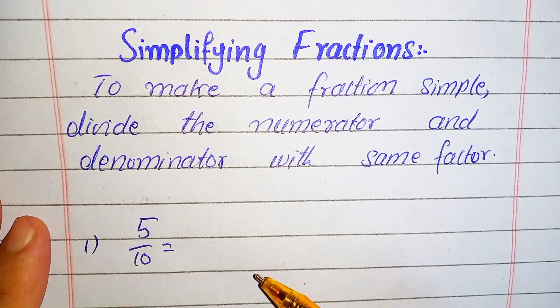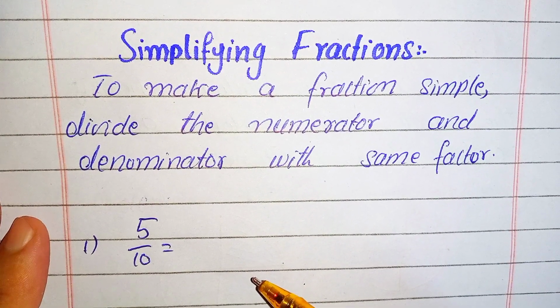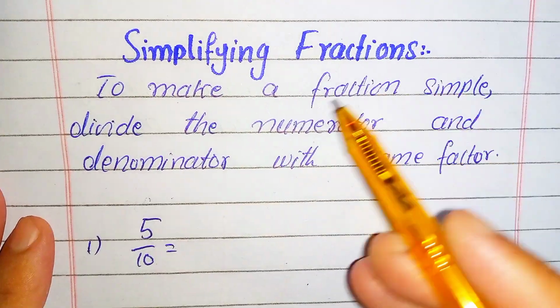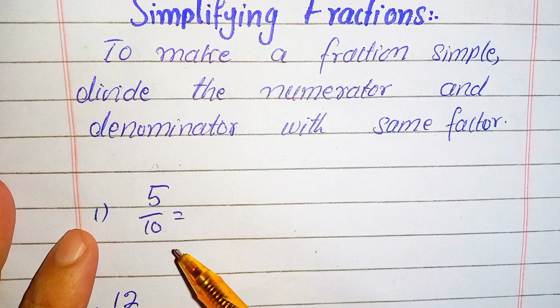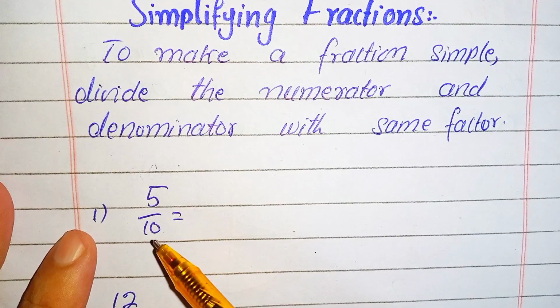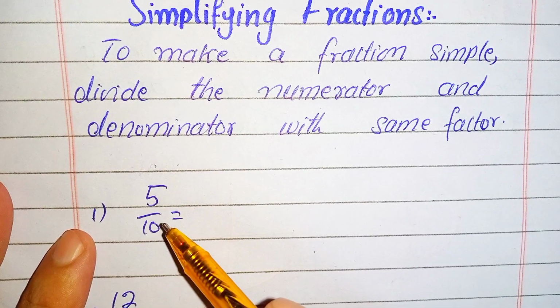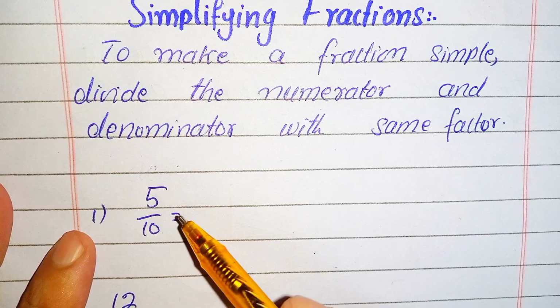In this video we are going to talk about the simplification of fractions. To make a fraction simple, divide the numerator and the denominator with the same factor. For example, if I want to make the fraction 5 over 10 simple, then I have to divide the 5 over 10 with the same factor.